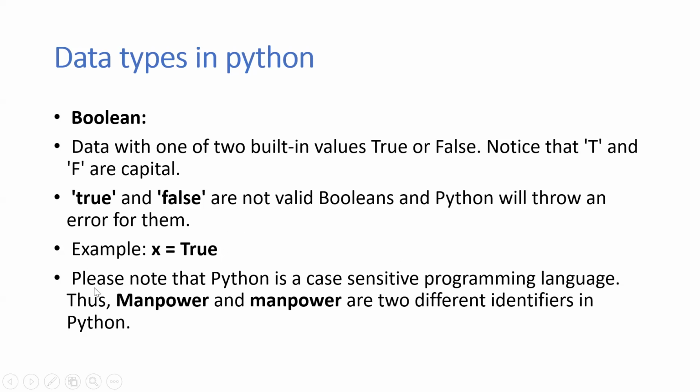Suppose x equals True. Please note that Python is a case-sensitive programming language. Thus, manpower and Manpower are two different identifiers in Python. Here there is one change: here M is capital, here m is small. So these two are different identifiers. Why? Because Python is a case-sensitive language, where capital M and small m are considered as different values. So we write True with T as capital.